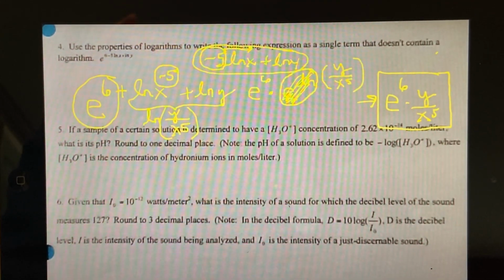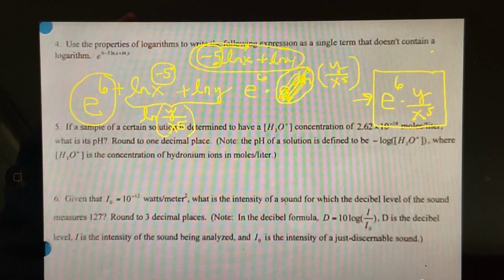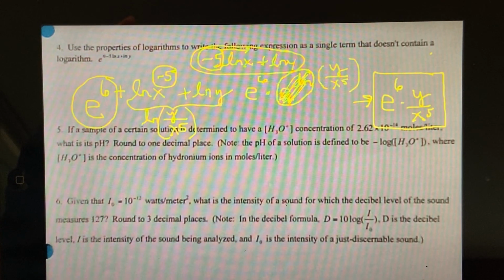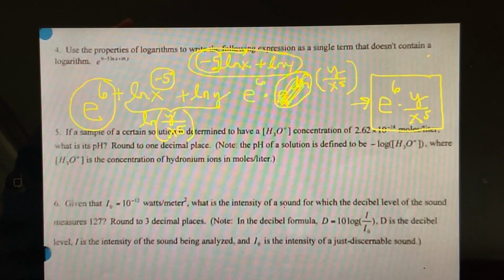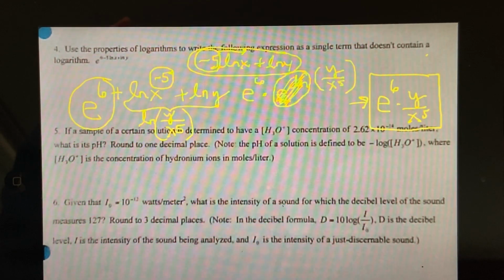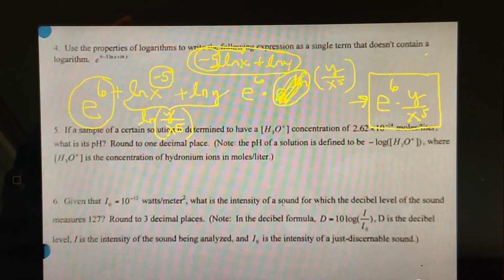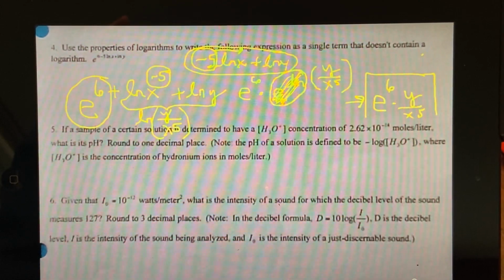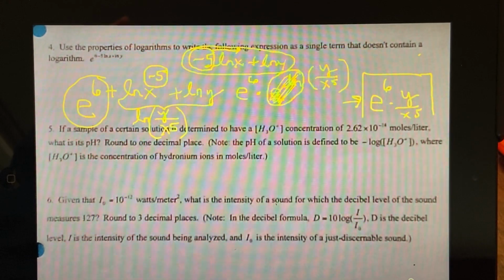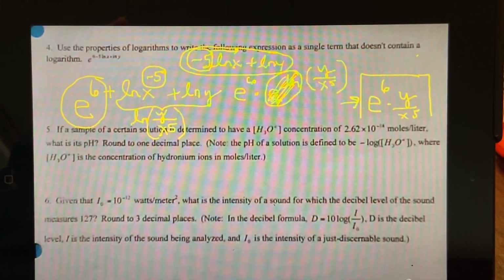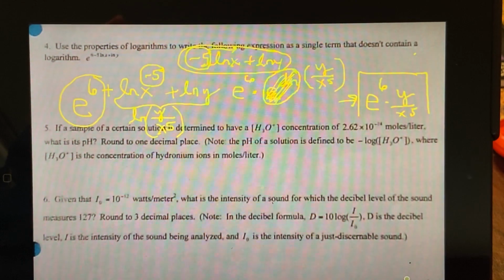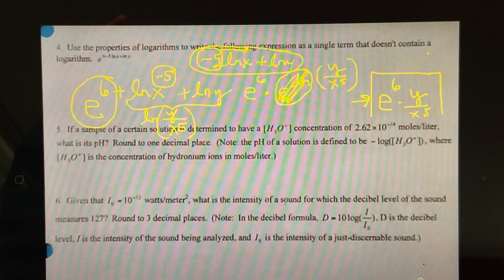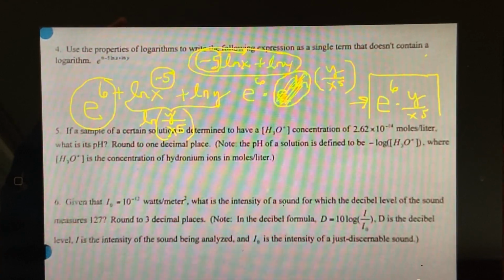Okay, so the last 2 questions were just a little applications. Maybe in science class you've messed with hydronium ions and so forth, moles, things like that. So, backing up so I can see a little bit, it says a sample of a certain solution is determined to have a concentration of 2.62 times 10 to the -14th moles per liter. That's a hydronium ion. So what is its pH?